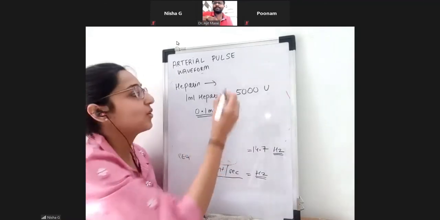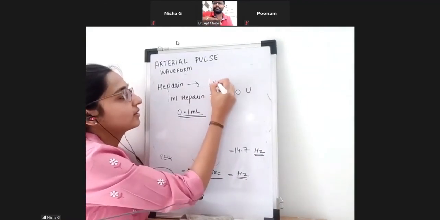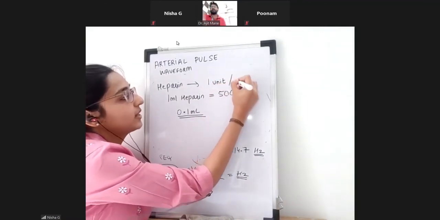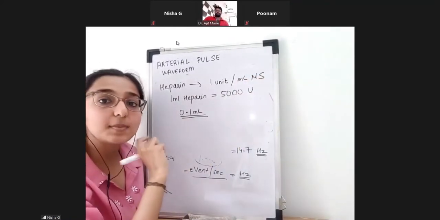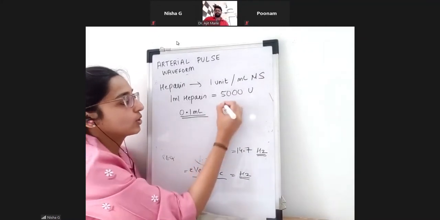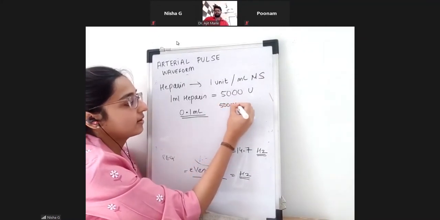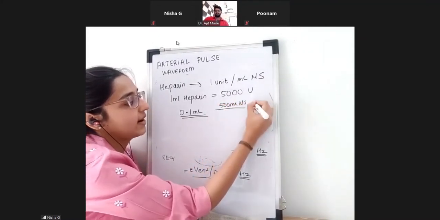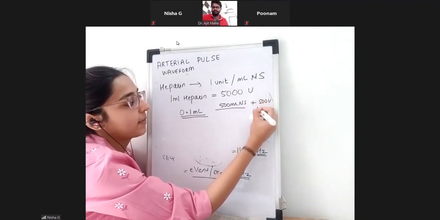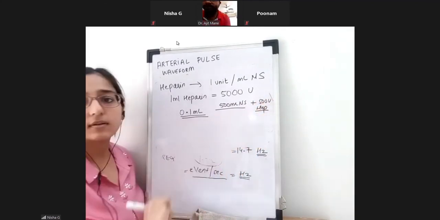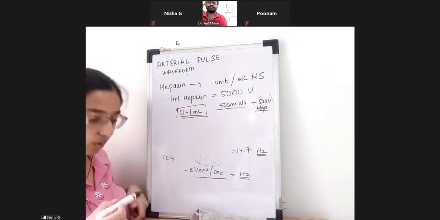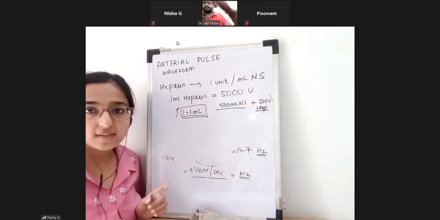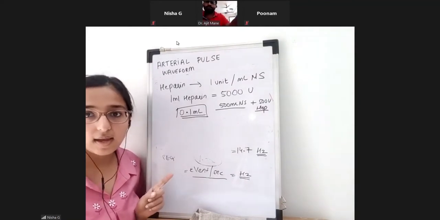The concentration in normal saline has to be 1 unit per ml NS. So for 500 ml NS, you will add 500 units of heparin. This is understood? That is 0.1 ml. So you will add 0.1 ml of this heparin in that NS bottle.